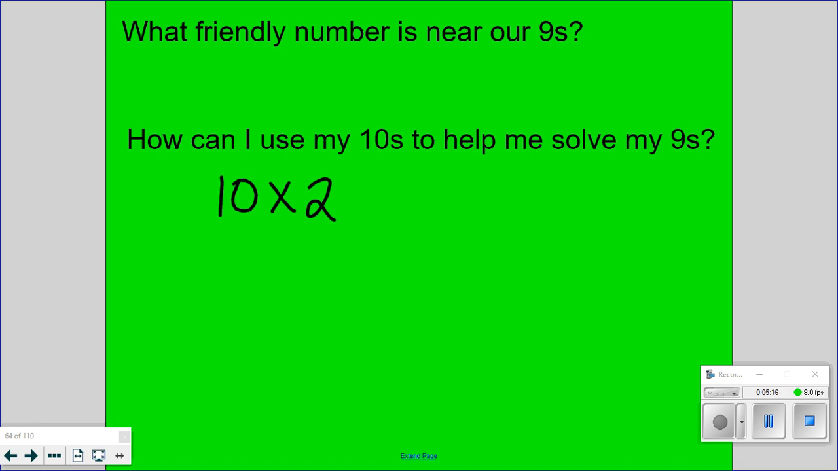Once you've written that question, I want you to write this expression, 10 groups of 2. Next to it, I want you to draw the array. 1, 2, 3, 4, 5, 6, 7, 8, 9, 10. Miss Miller. Yes?